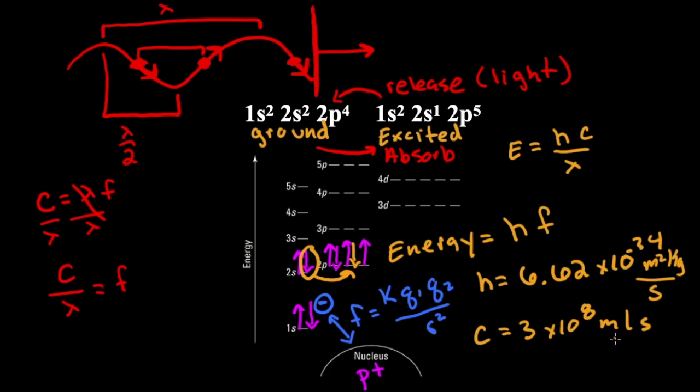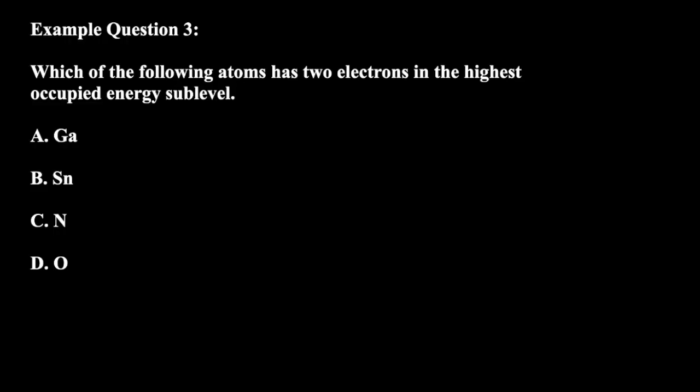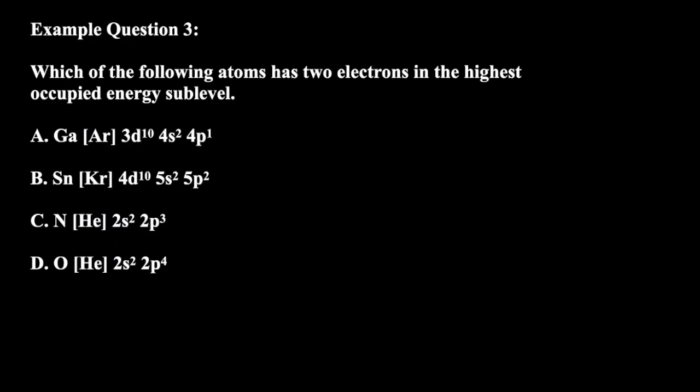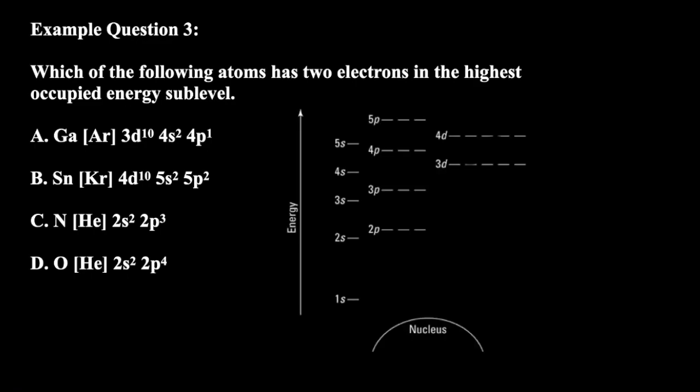And so let's try to do example question number 3. Example question 3 says, which of the following atoms has 2 electrons in the highest occupied energy sublevel? One way to do this question is to write the electron configurations of each of these. And if we do that, we end up getting this. And then we can go to that graph that shows the energy levels, and pull this up.